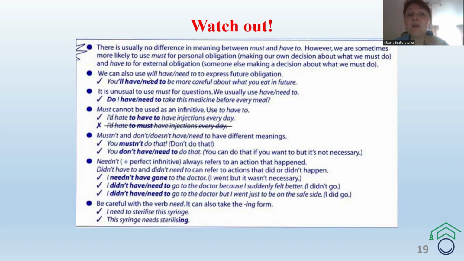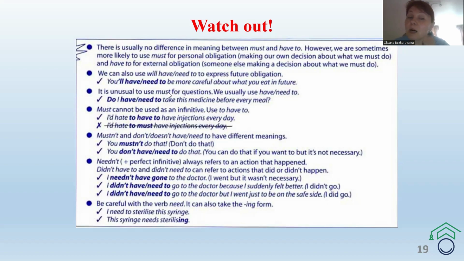The next, we can also use will have or need to express future obligation. I will have to be more careful, you will have to be more careful about what you eat in the future. Or you will need to be more careful about what you eat in the future. You'll have to, you'll need to.